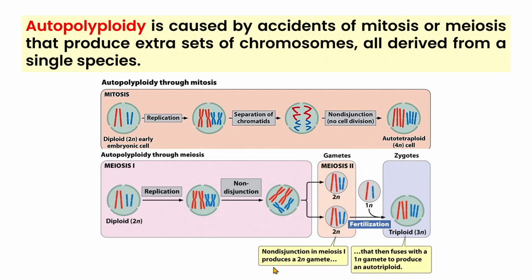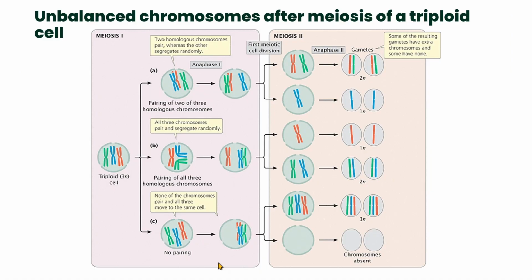While aneuploidy involves changes in the number of individual chromosomes, sometimes entire sets of chromosomes are duplicated, and this is polyploidy. This is autopolyploidy, a special case of polyploidy. It occurs when accidents during mitosis or meiosis produce extra sets of chromosomes, all of which come from the same species. This type of chromosome duplication is fairly common in plants and can result in larger cell size, bigger fruits or flowers, and sometimes reproductive isolation, contributing to the formation of new species. As you can see, there could be unbalanced chromosomes after meiosis of a triploid cell.